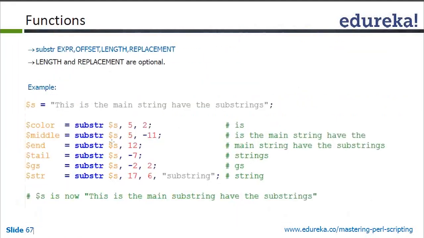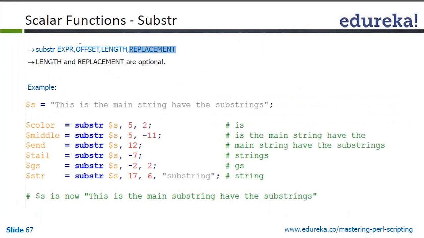Then we have the scalar functions, substring. Now what does this substring do? It is something like a subset. If you talk about a subset, you have a set and you want to get a subset of this, so you get only a part of that set, right? Similarly, we have this function called substr, with expression, offset, length and replacement. So this is the syntax.